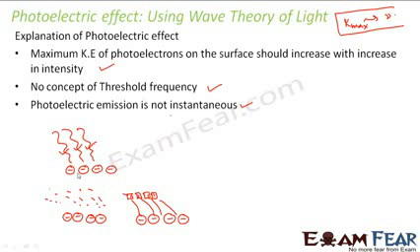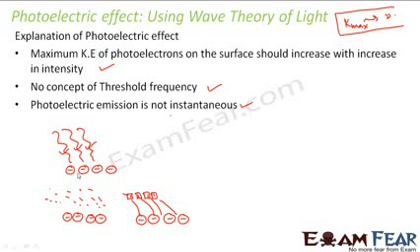So we see that whatever explanation was given by wave theory of light for photoelectric effect, they were all proved to be against the experimental observations. And nobody can deny the experimental observation. Those people who are supporting wave theory of light cannot say that wave theory is correct and whatever you have seen experimentally is incorrect. That is not true, because whatever we are seeing experimentally is something which is actually happening.